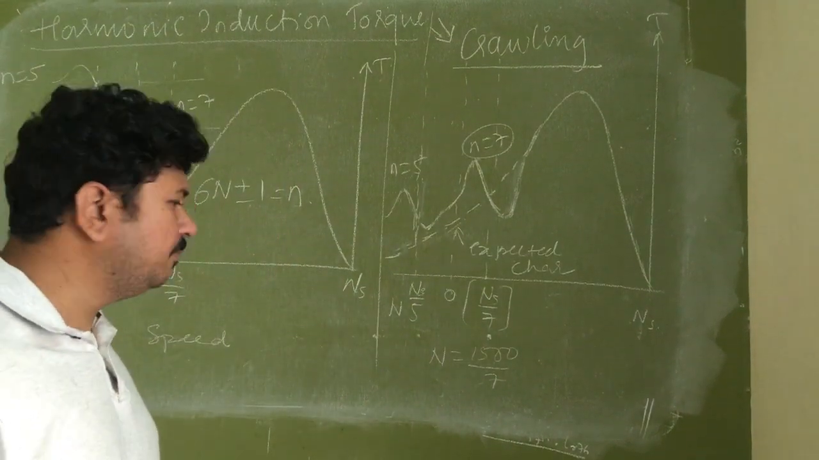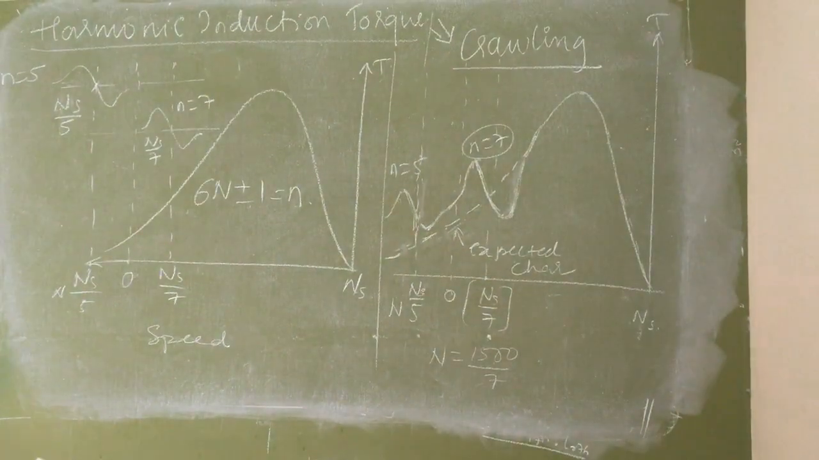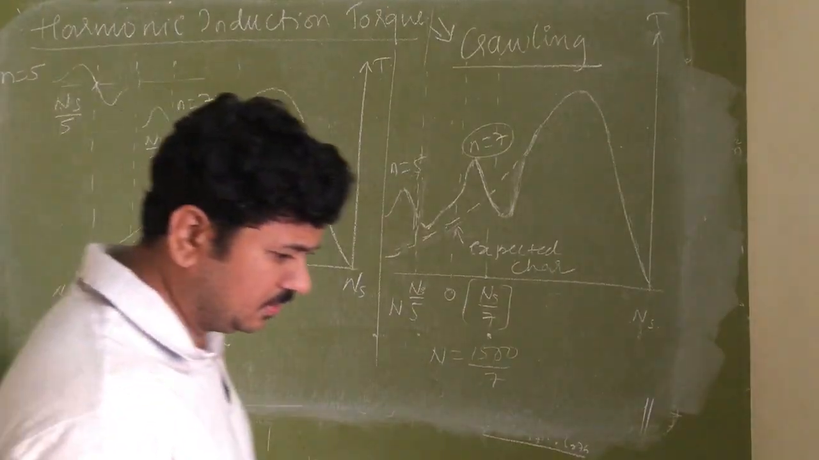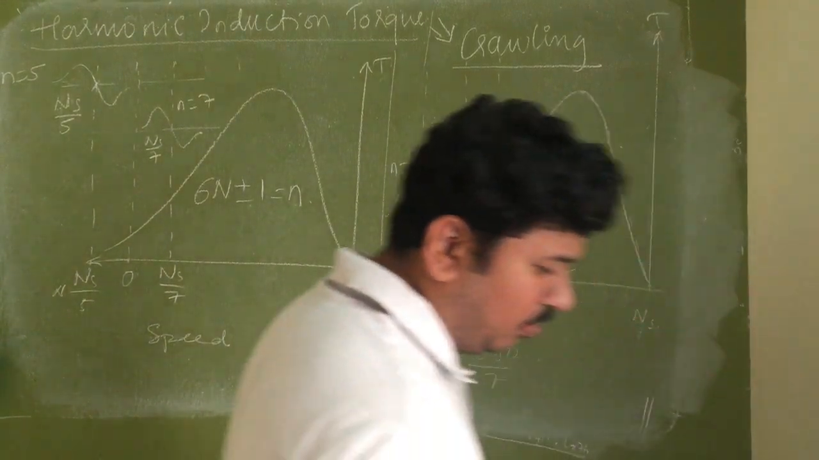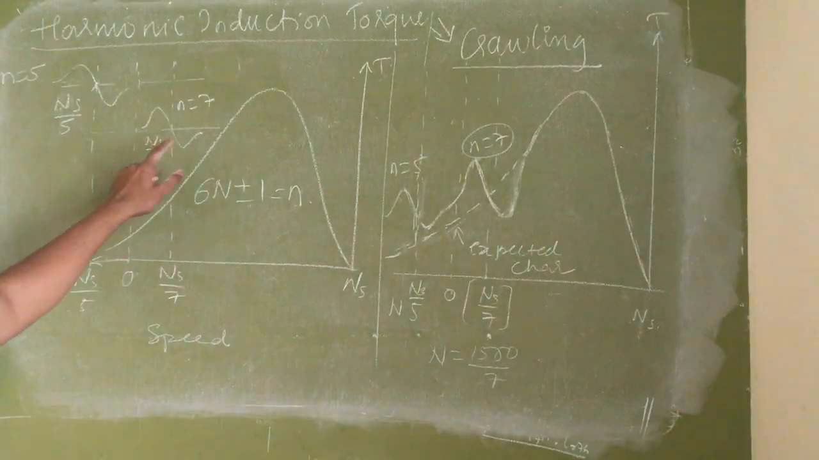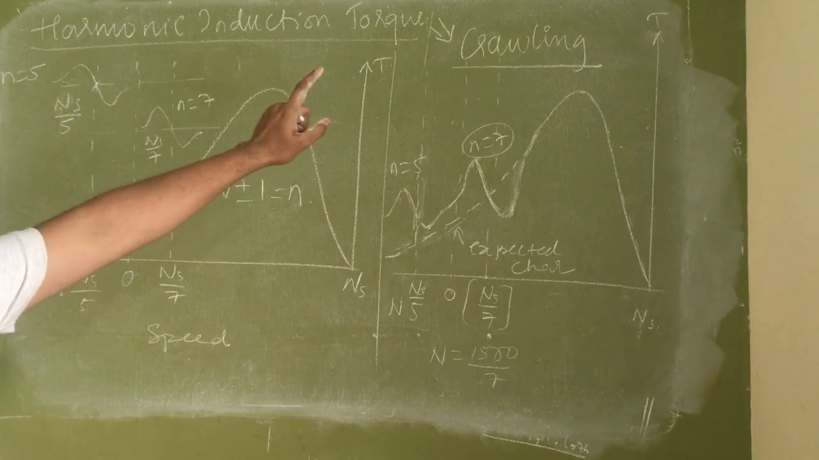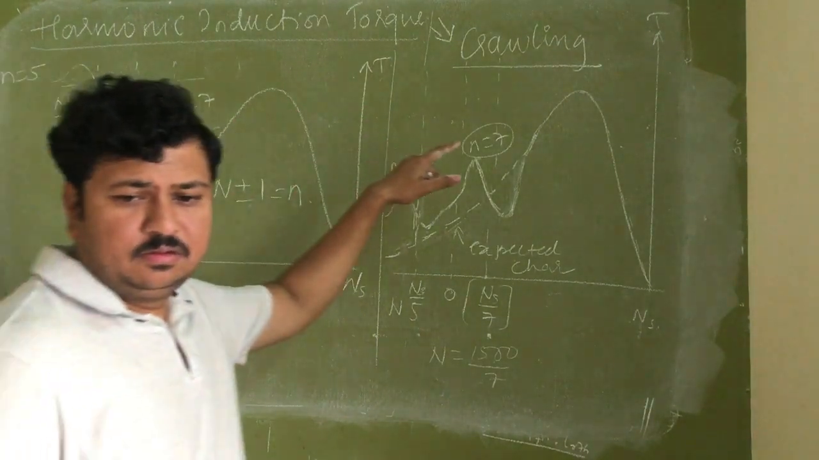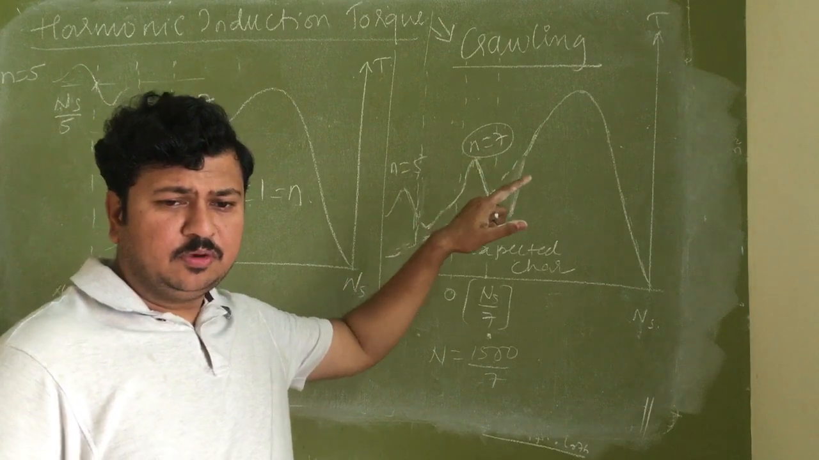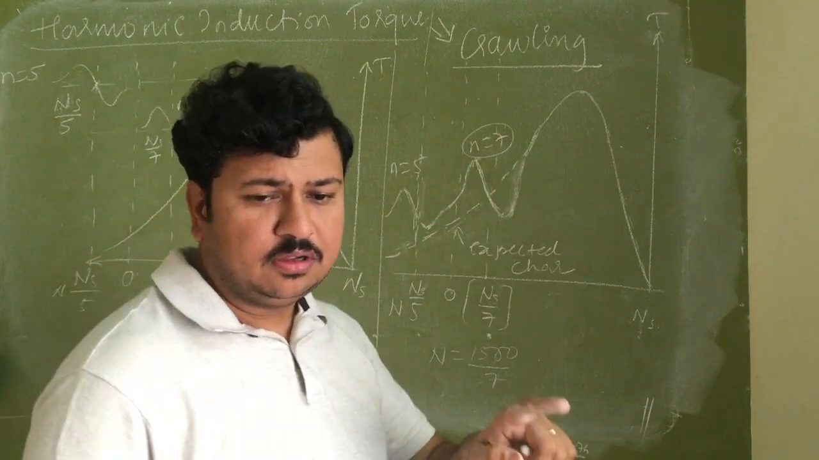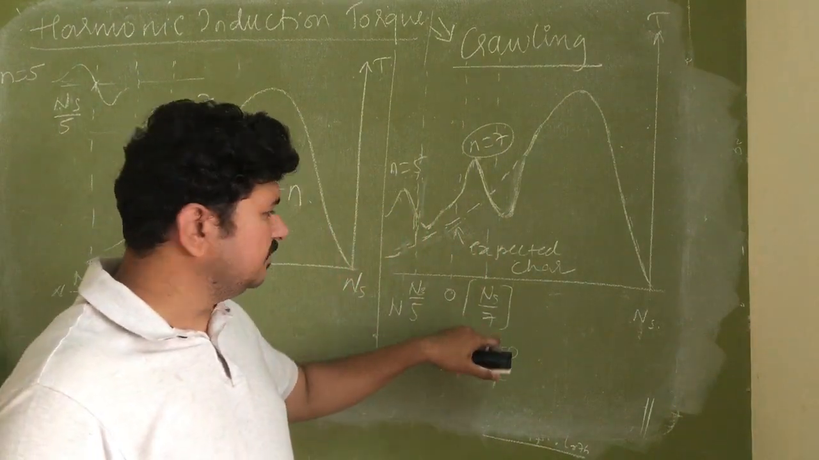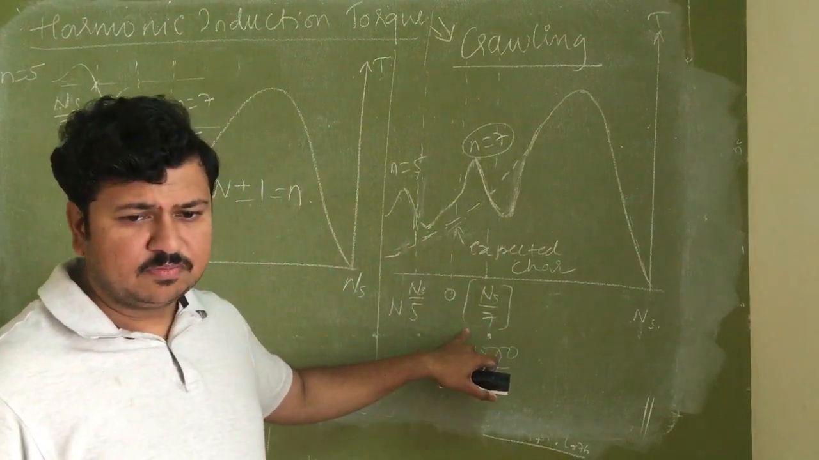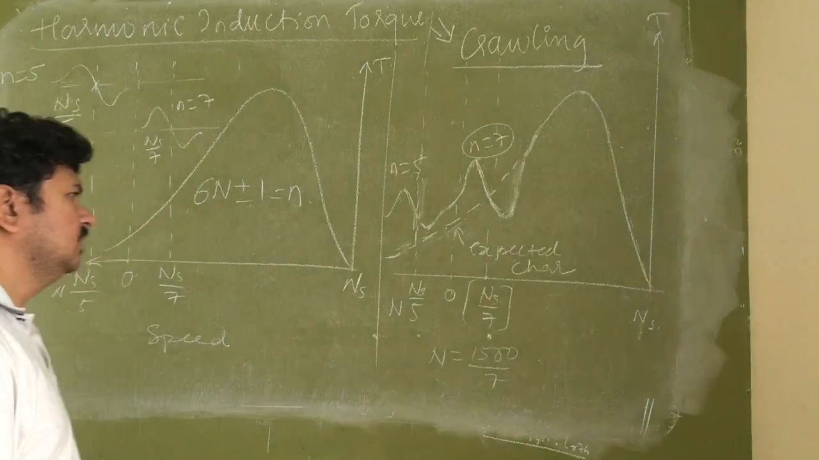Okay, so the second point is harmonic synchronous torques. Okay, so with harmonic induction torques, what I get is crawling. What is crawling? Crawling of the induction motor is nothing but the rotor starts rotating at a speed less than 1/7 of synchronous speed. Why? Because of induced torques. Okay.